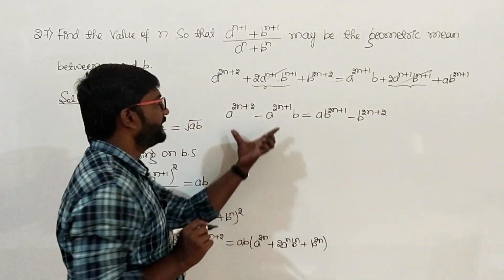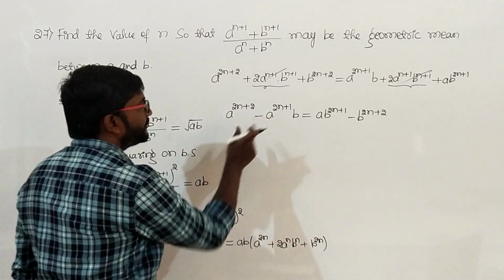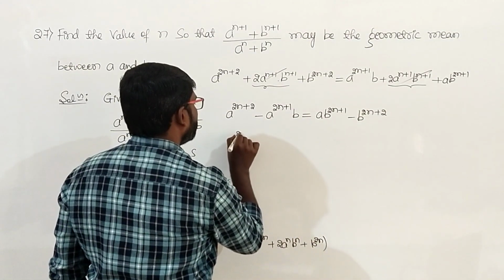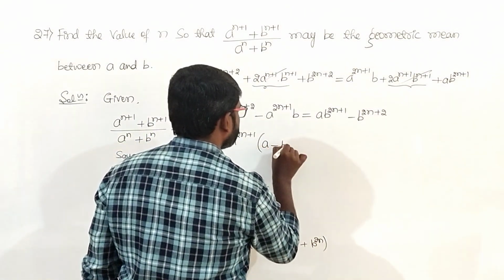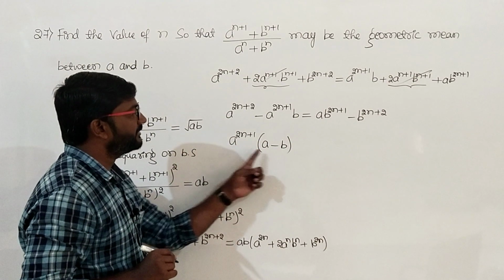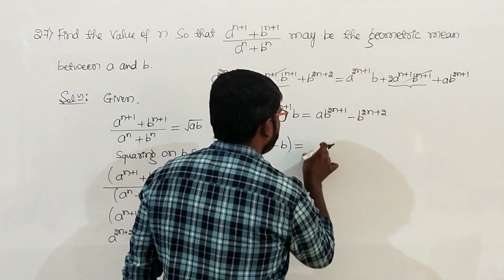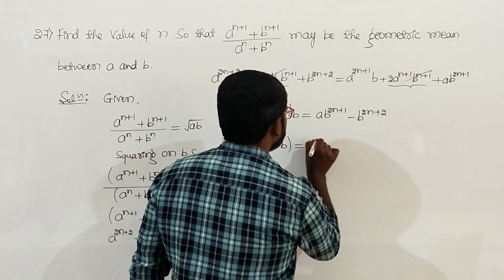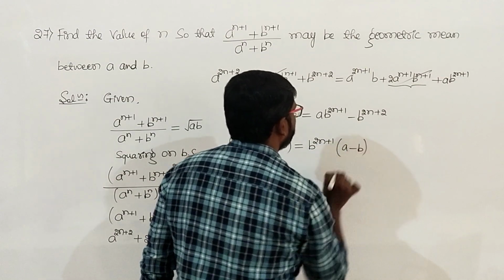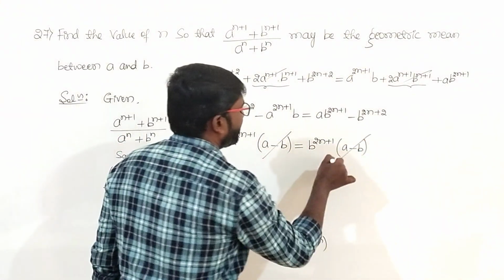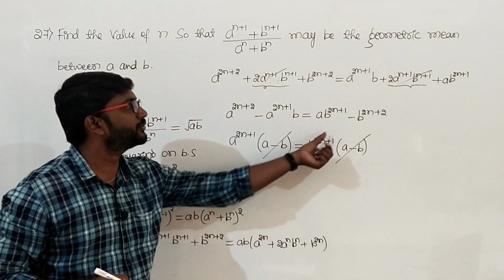So now in these two terms and here in these two terms we will have to take common. So what is common between these two? It is a to the power 2n plus 1, and then here we have a minus b. Multiply this term with these two, we get back the previous term, and then which is equal to, so here we have b raised to 2n plus 1 as a common term, and then we get a minus b. So a minus b gets cancelled, and then we are left with a raised to 2n plus 1 equal to b raised to 2n plus 1.